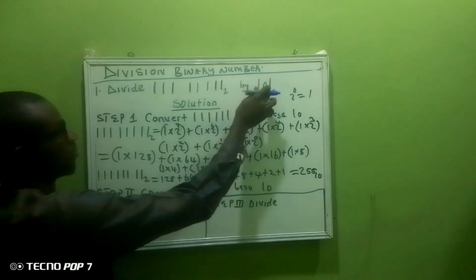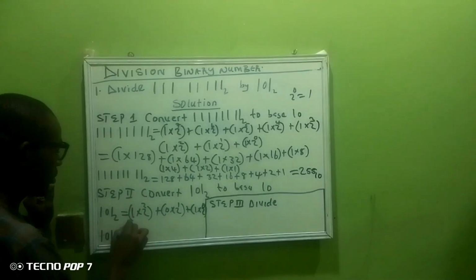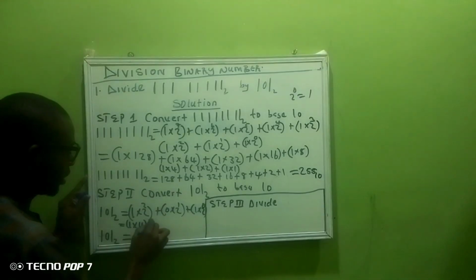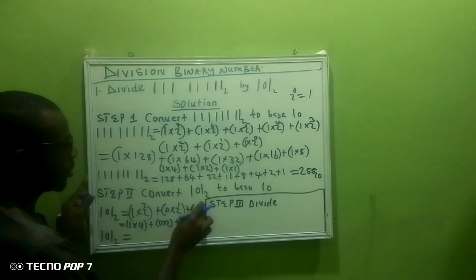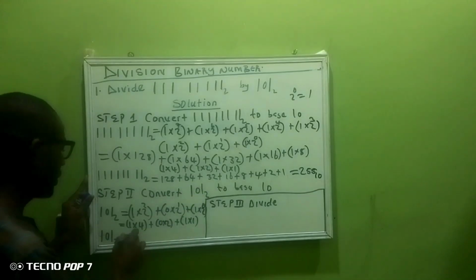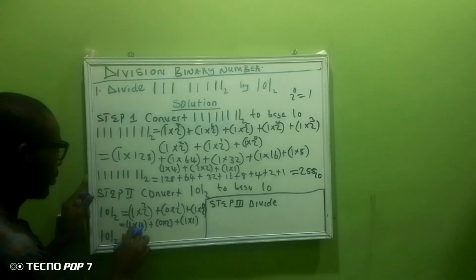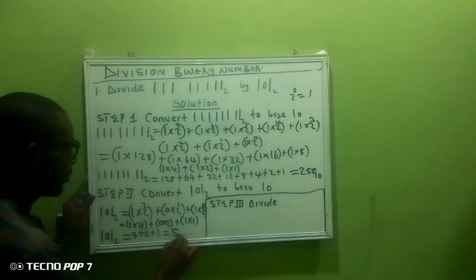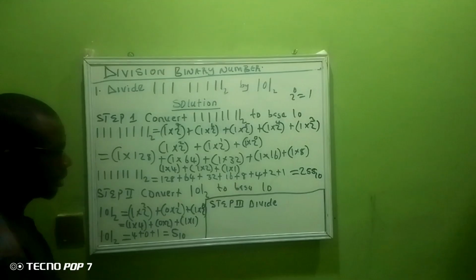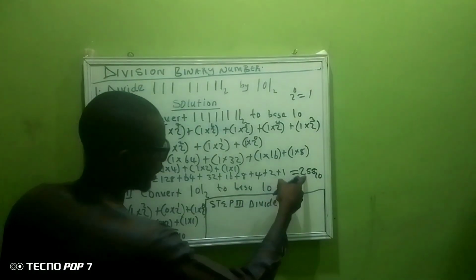This number you are seeing is the divisor. So here we are going to have 1 times 4, then plus 0 times 2, plus 1 times 1, because any number raised to power 0 is 1. Then 1 times 4 gives us 4, 4 plus 0, then plus 1. And the answer will be what? 5 in base 10.